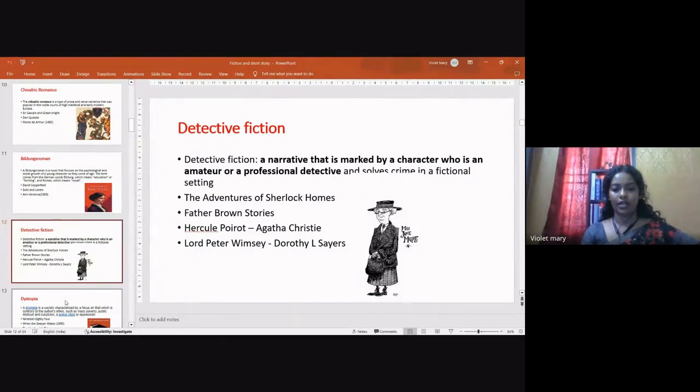Agatha Christie, we all know, right? She created Hercule Poirot as well as one female detective. Who's that? Dorothy L. Sayers is a separate writer. Agatha Christie created a female detective, Miss Marple, I have given you. So Lord Peter Wimsey is a detective character created by Dorothy L. Sayers.